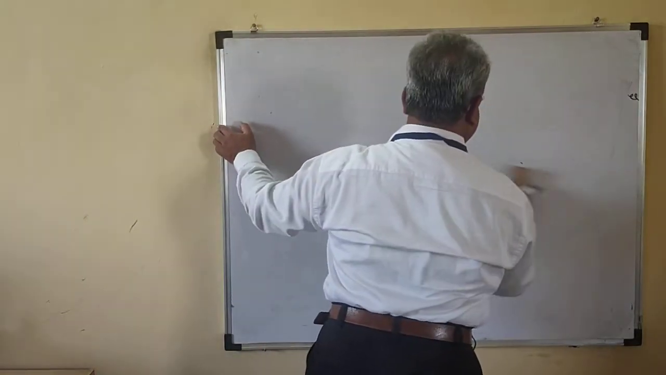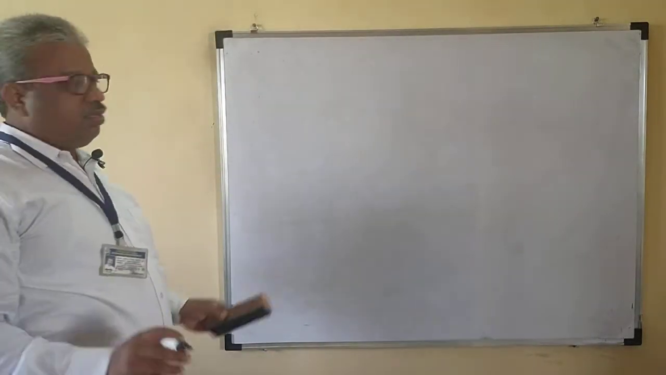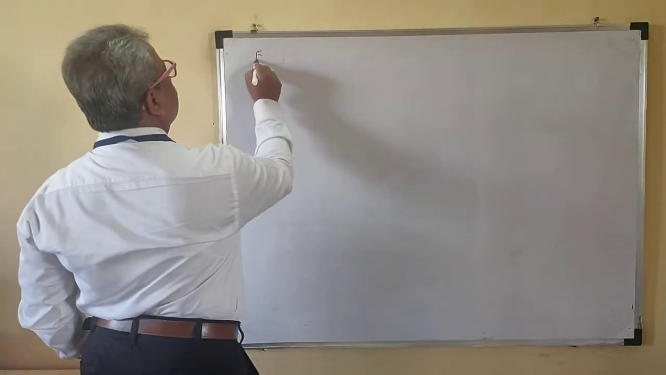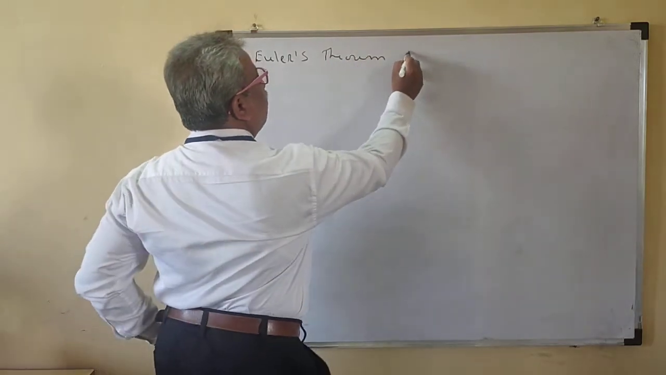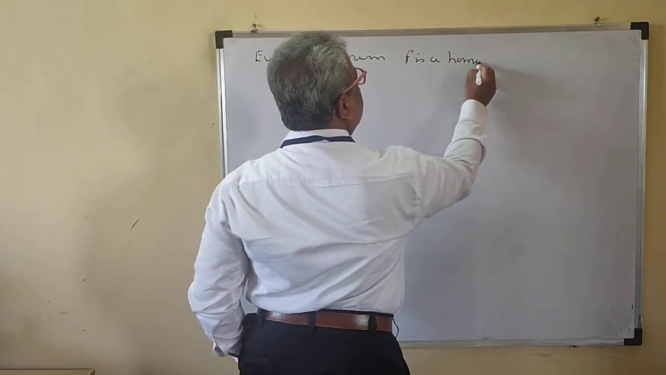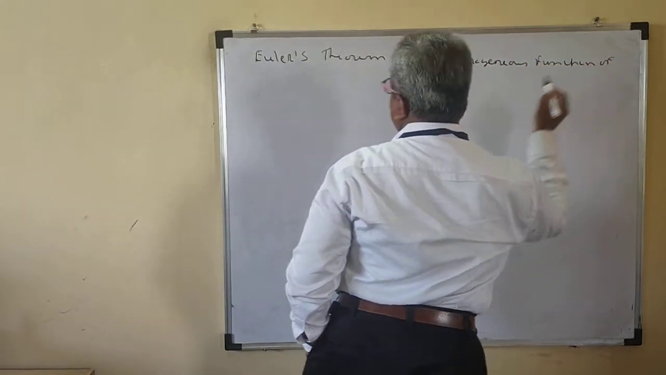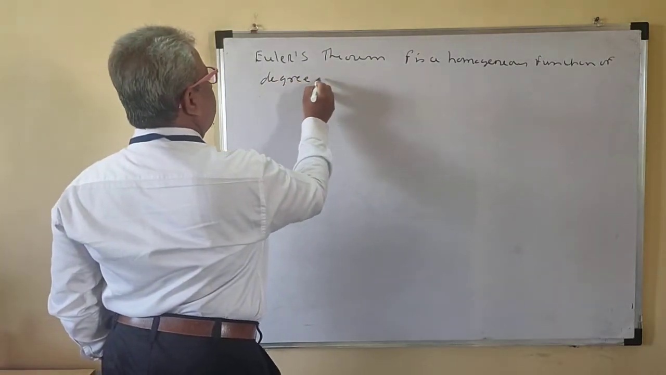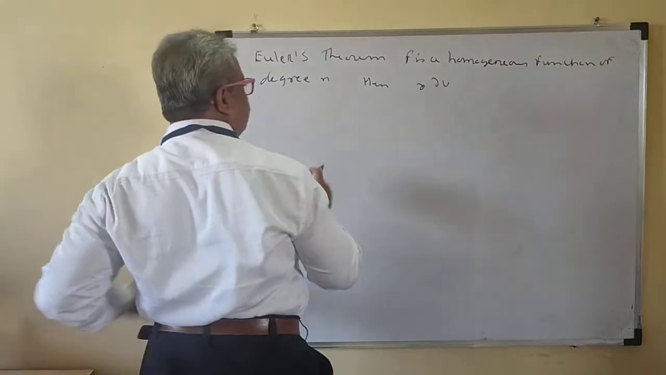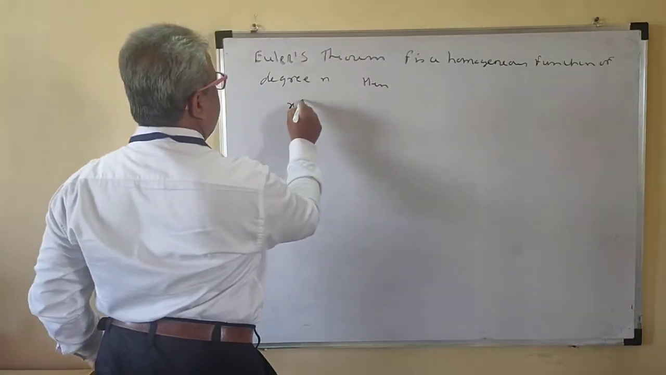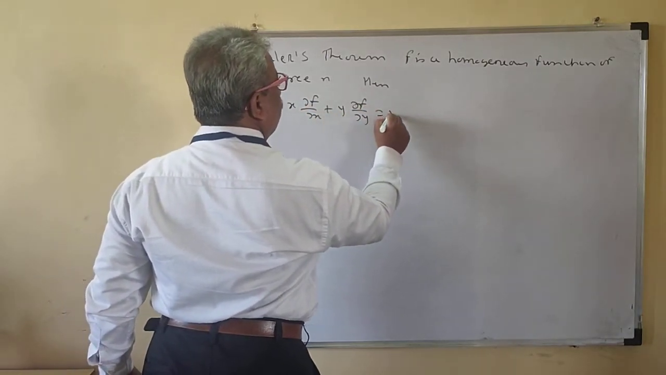Now we'll see Euler's theorem, and simultaneously the homogeneous function. So what is Euler's theorem? This is very important. Euler's theorem: if f is a homogeneous function of degree n, then x dou f by dou x plus y dou f by dou y is equal to n times f.